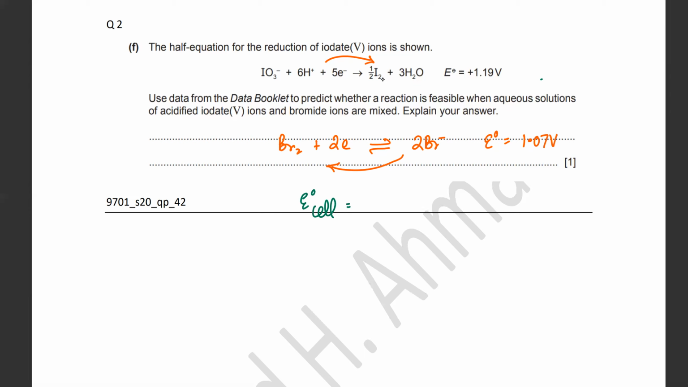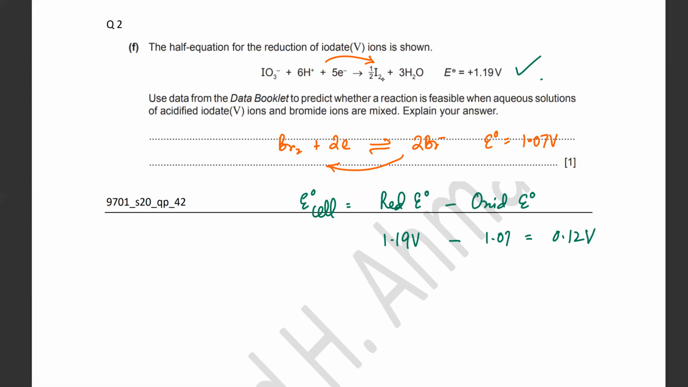What is the E0 cell? It's the reduction potential minus the oxidation potential. That should come out to be positive, right? So which one is the reduction potential? It's 1.19 volts. And the second one is the oxidation potential, that's 1.07. In other words, higher minus lower, that comes out to be 0.12, I think. So that is positive.